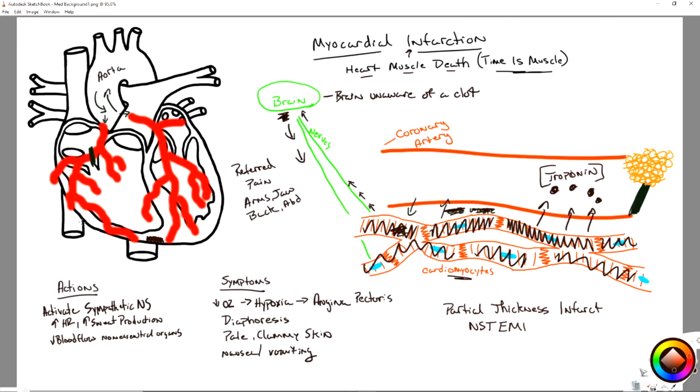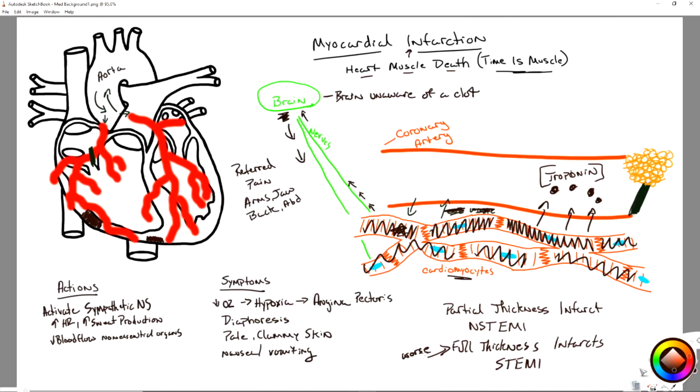But what happens if we've infarcted full thickness? Okay? So full thickness infarcts. Those are your STEMIs. Okay? Those are your ST elevation myocardial infarctions. Okay? So these are a whole lot worse, right? Those are the worst ones.